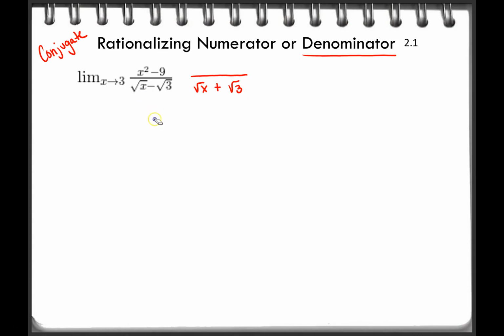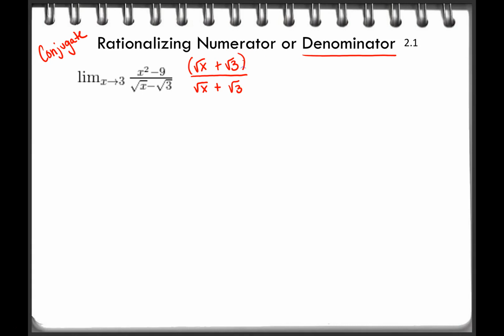All right. If I'm going to multiply by square root of x plus root 3 in the denominator, I better multiply by that same thing in the numerator. And the reason why is because we can't just multiply by something. We have to multiply by 1 so that we're not changing the expression.